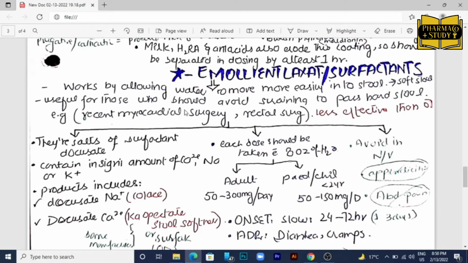It is useful for those who should avoid straining to pass a hard stool, especially patients who have had recent myocardial surgery or rectal surgery, who should avoid straining on their rectum or intestine. So they are given these emollient laxatives, which act as surfactants. These are less effective than others; they are not as effective as the others in the treatment of constipation. So let's see more things about these.